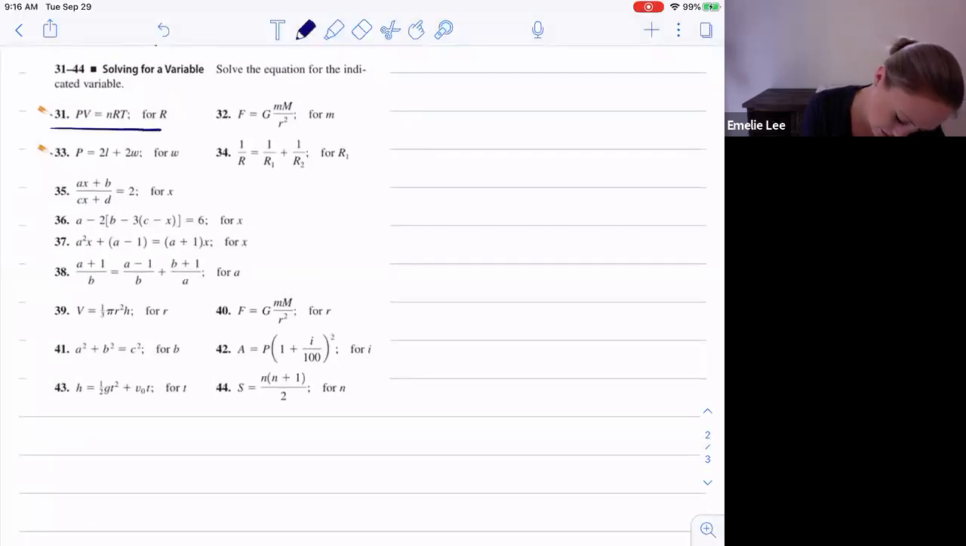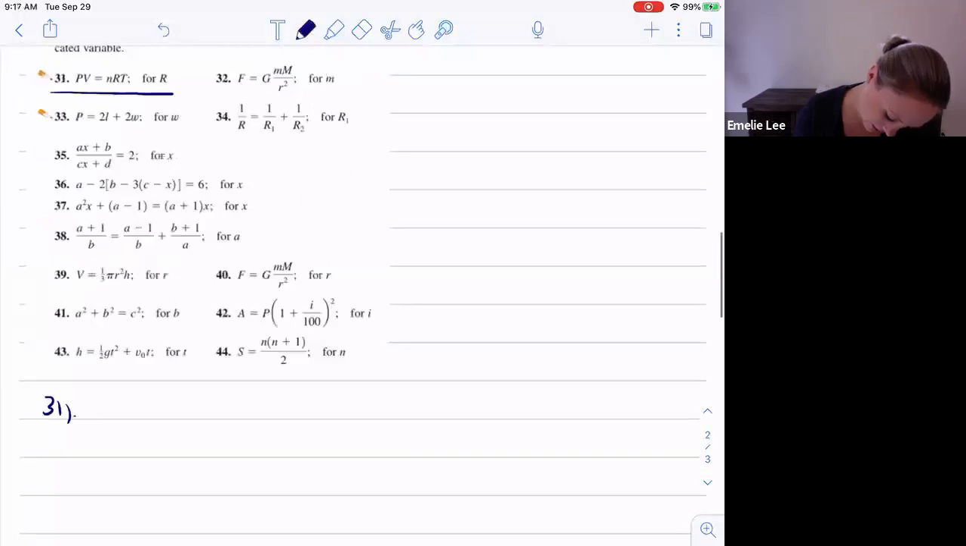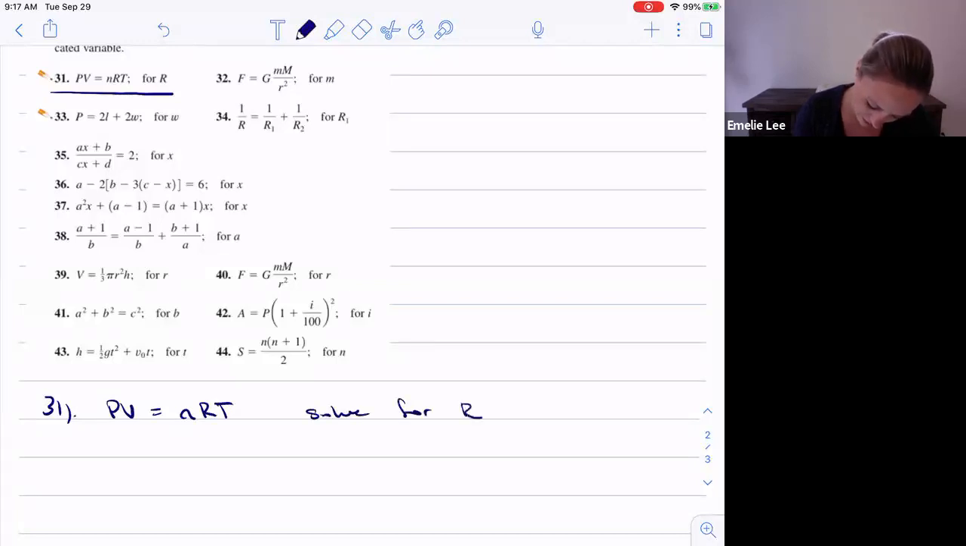So let's do 31. If we have PV equals nRT, solve for R. What I want to do is hold this R steady and shuffle everything else over.